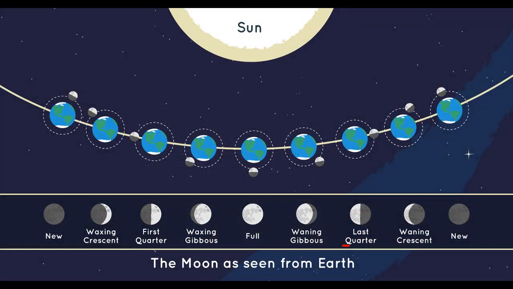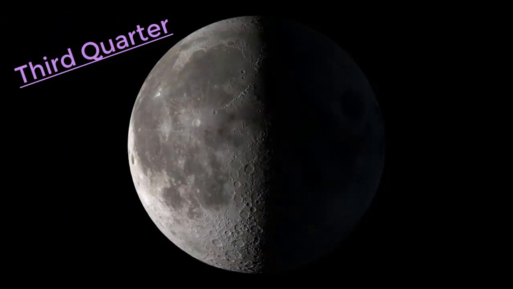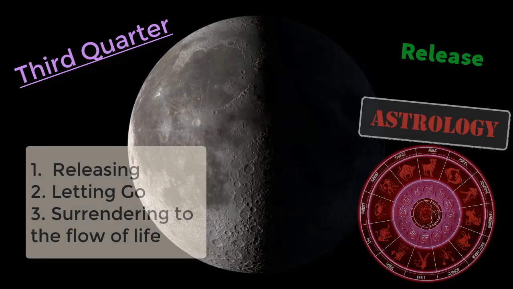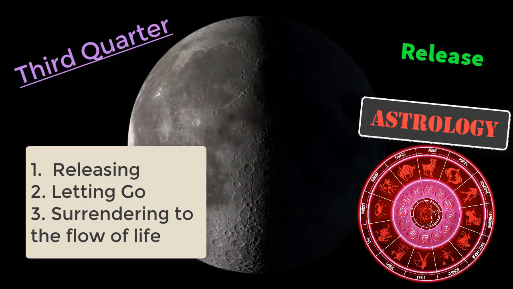Now we're on to third quarter. This is the phase of the moon when it appears as a half circle in the sky and is going to be on the opposite side of the first quarter phase, obviously. So, in astrology, this is a time for releasing, letting go, and surrendering to the flow of life.